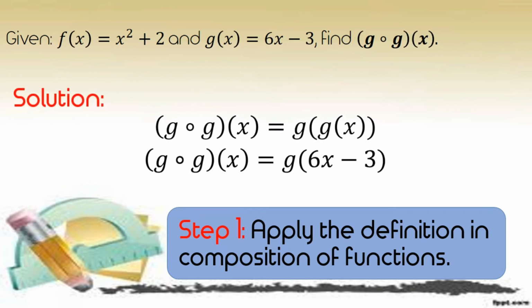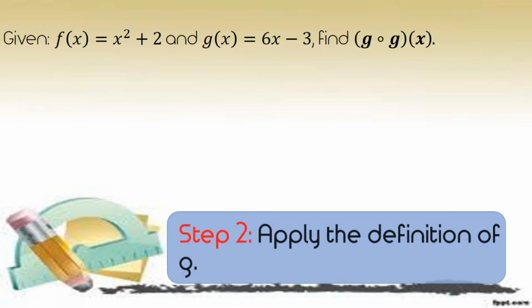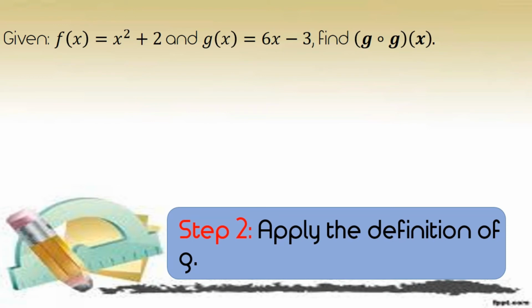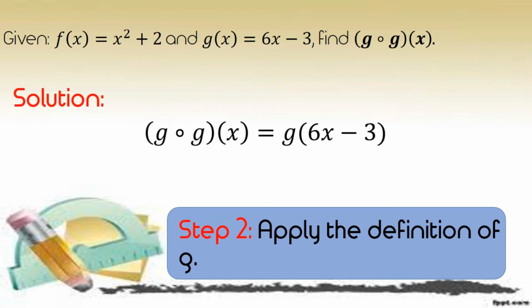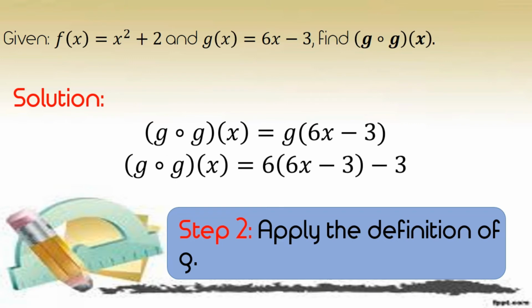This time, our domain will be g of x, which is equivalent to 6x minus 3. As we apply the definition of g, the variable x from the given function g of x will become 6x minus 3. So it will be 6 multiplied by the quantity 6x minus 3, minus 3.